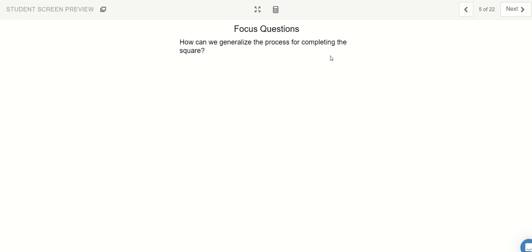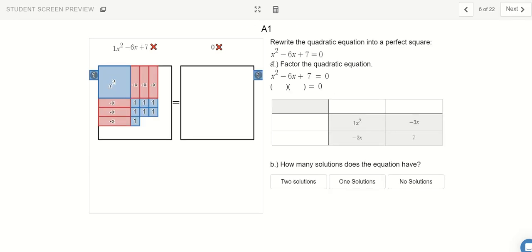So how can we generalize the process for completing the square? That's going to be our focus question. So here, notice that the square is not complete yet. We have 1 x squared, 6 red x's, and plus 7. And it's not a complete square yet, so we can add plus 2 to the left side to make our box. But whatever we do to the left side, I need to do to the right. So notice that to complete the square, we added 2 to both sides.